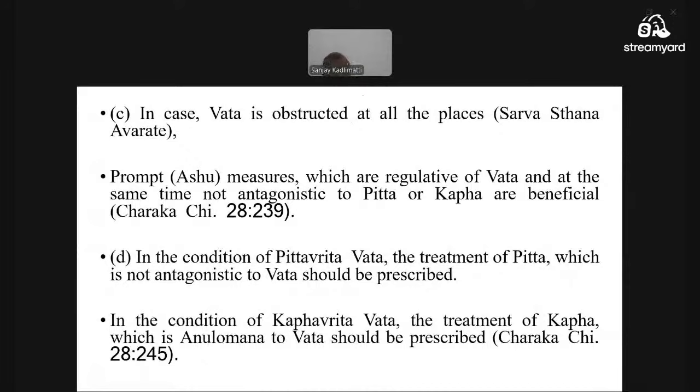In the condition of Kapha avrita Vata, the treatment of Kapha which is anulomana of Vayu should be prescribed. That means it should be Kaphahara as well as anulomana. Like Haritaki, shoshana, Kaphahara, anulomana for Vayu. So there you have to treat both in one arrow, anulomana and Kaphahara. Next.